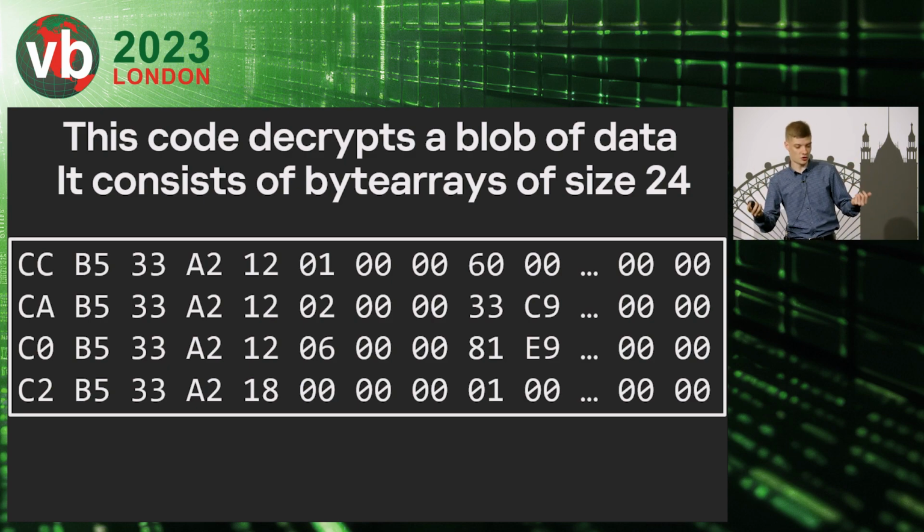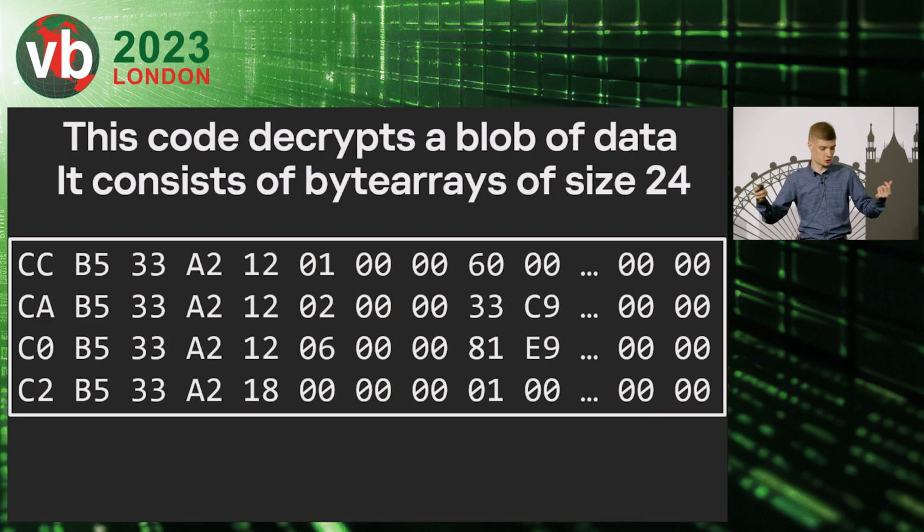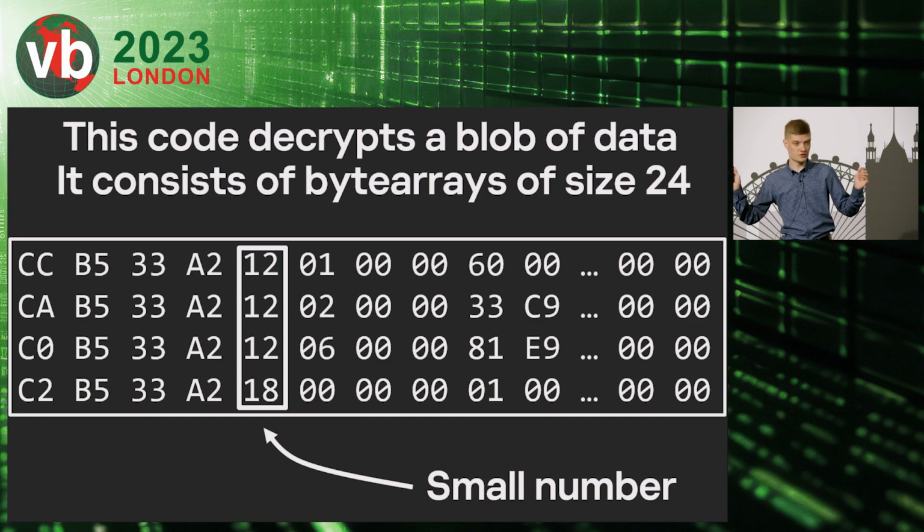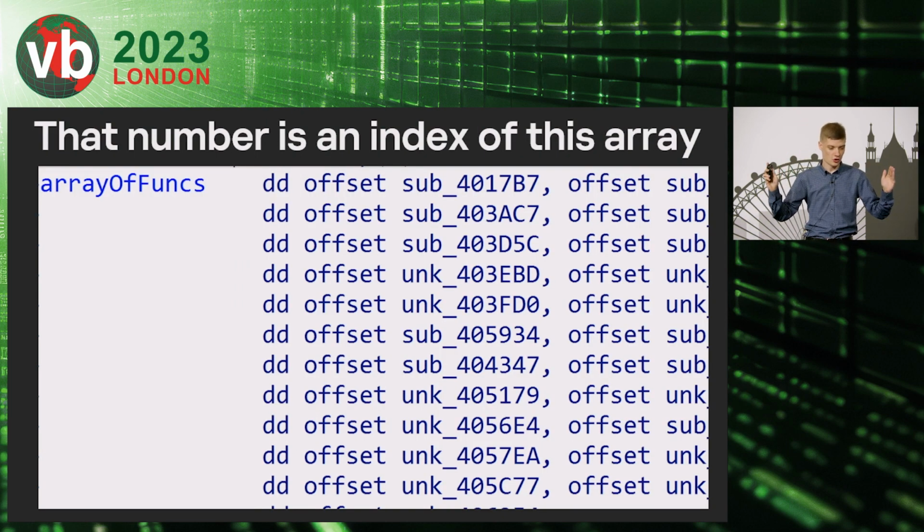So it consists of byte arrays of size 24. And whenever you see such byte arrays, you can try to search for patterns in them. Here we can find this pattern. The fifth byte of each byte array is a small number. If we look further, we'll find out that this number is used to index this array of functions. It has 34 functions.